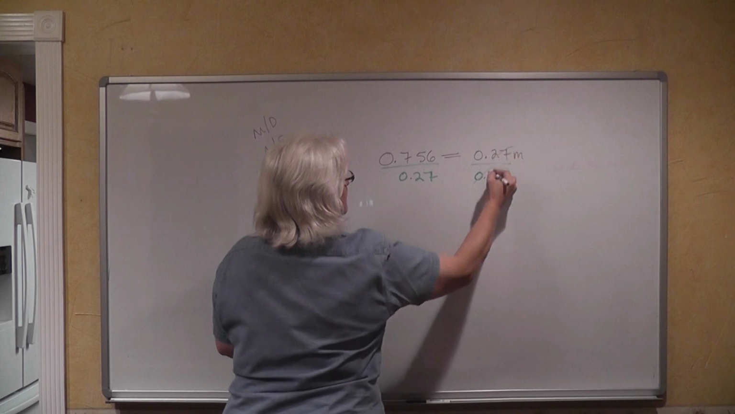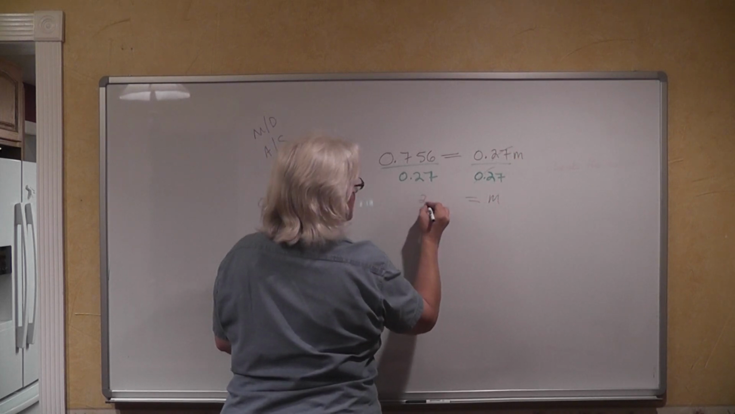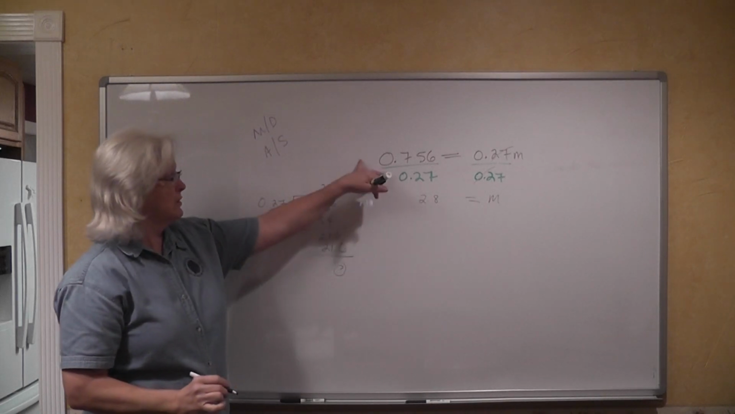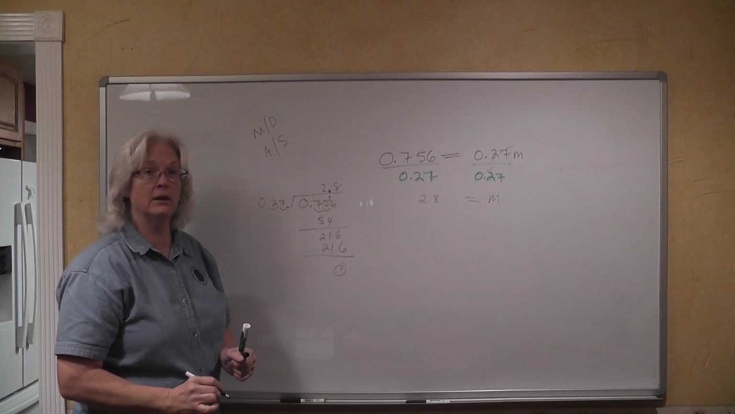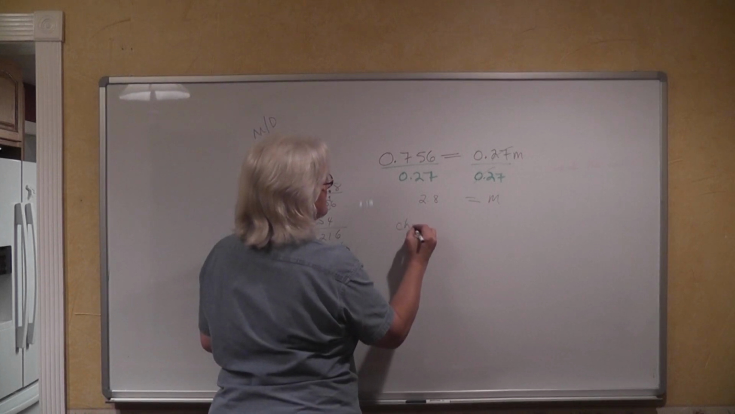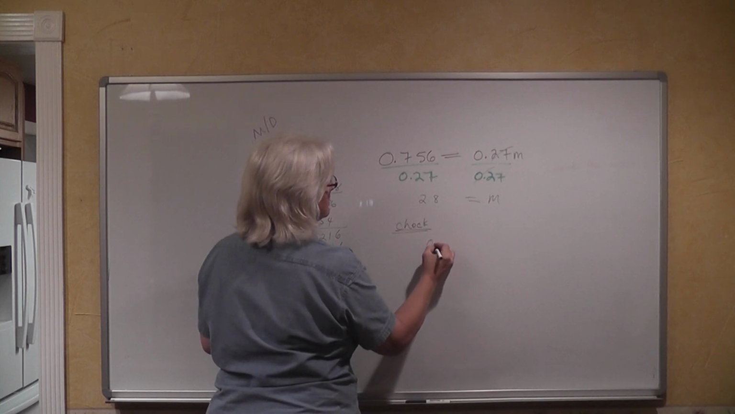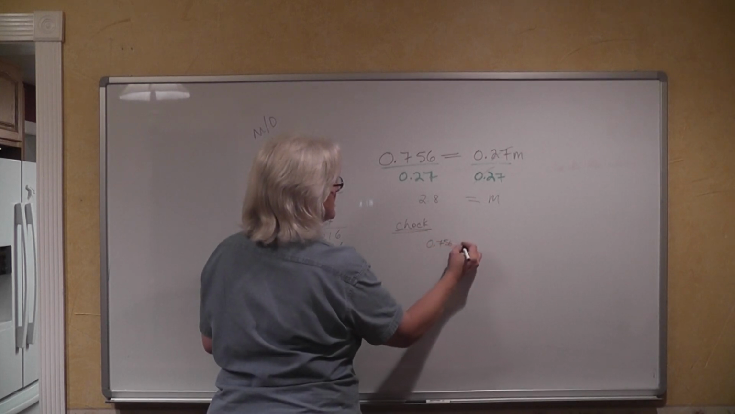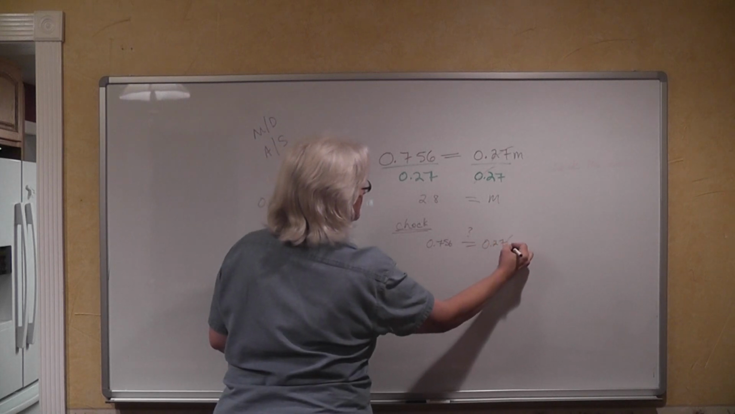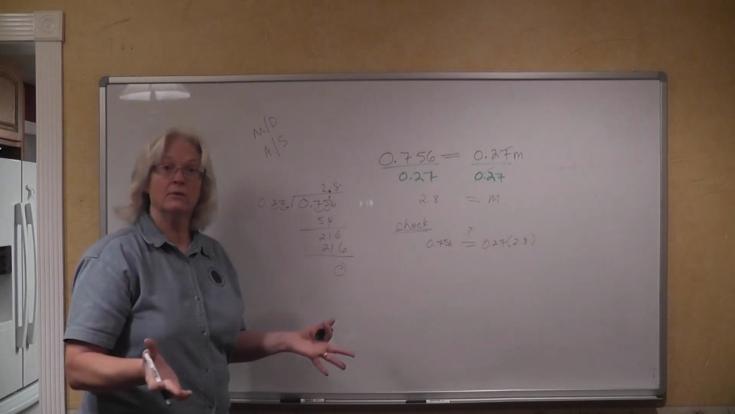So we can say that m is equal to 2.8. How would you check that? You would plug this back into the original equation, just like this. 0.756, is that equal to 0.27 times 2.8? What do you have to do now?